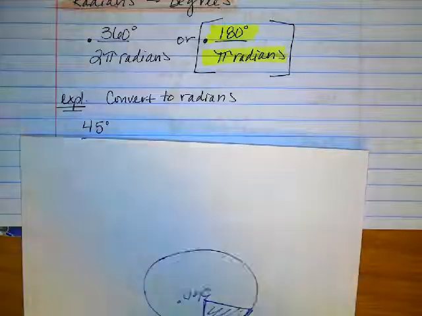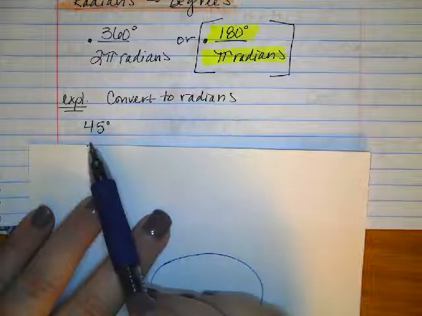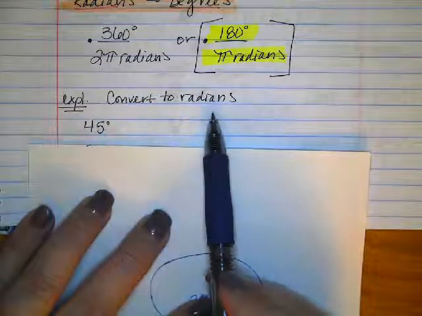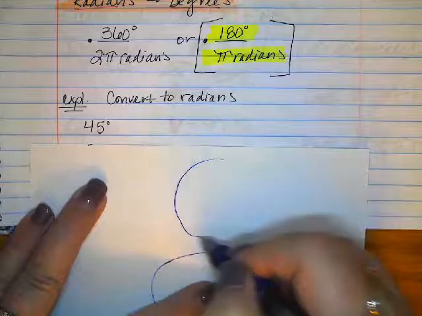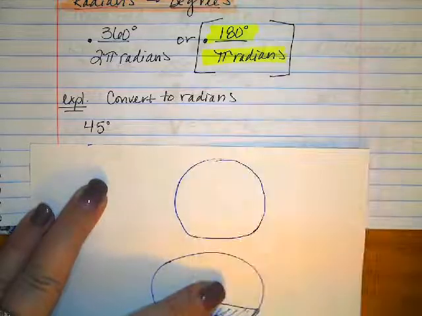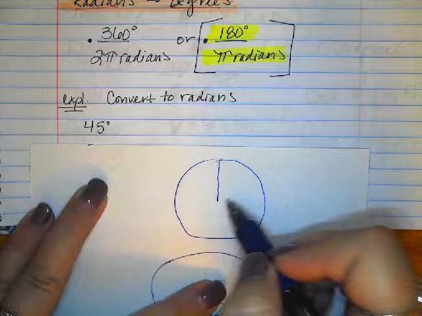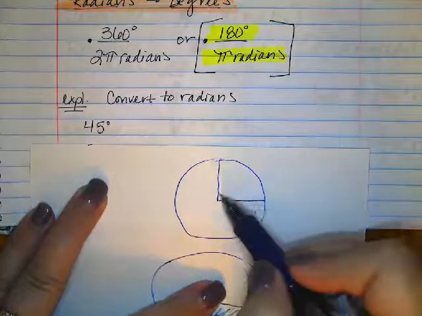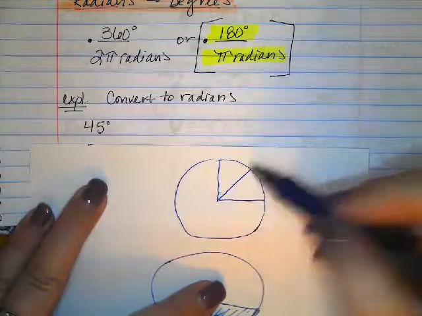All right, so let's take a look at an example. They want us to convert 45 degrees into radians. A radian is just a different way of explaining this piece of the pie. So if I have 45 degrees, let's see if I can draw this. Probably be kind of bad, but that's okay. I know this is about 90 degrees, right? Like if I make a little 90-degree angle, and if I chop that in half, that would be about 45 degrees.